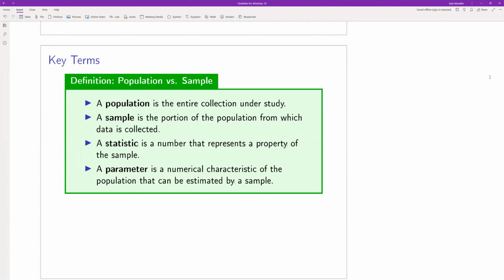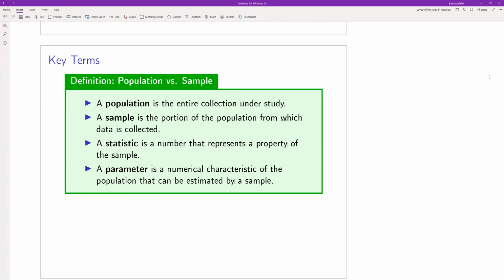Now, it's not feasible to ask every single person in the country who they're going to vote for. Not everyone's going to vote. Everyone might change their vote, and for the most part, that's just too many people to ask. You can't get a survey out to that many people, and most of them probably won't respond. So what we do instead is we take a sample. A sample is just the portion of people that we collect our data from.